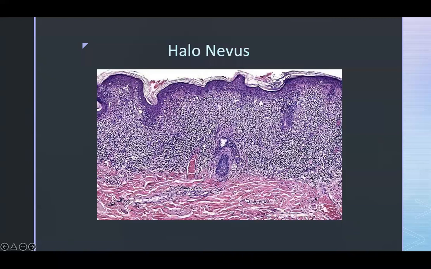It almost looks like the static picture that you would see in an old TV when it was disconnected from the signal. So this is also known as lymphocytes mixing with melanocytes in a cocktail party fashion. So this is just that intermingling of the lymphocytes with the melanocytes. This very characteristic picture of a halo nevus.